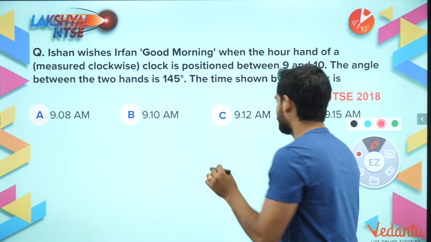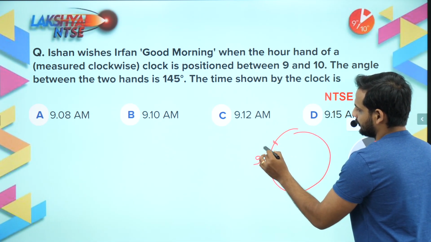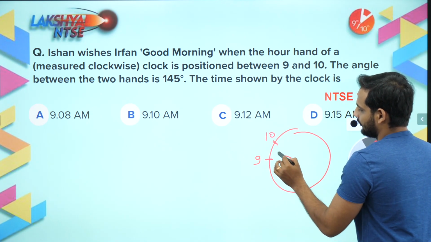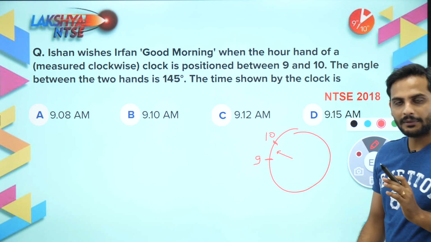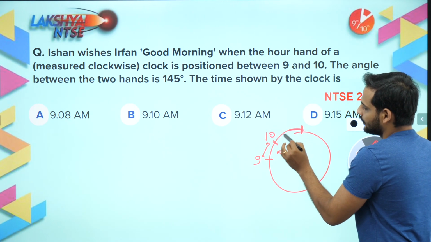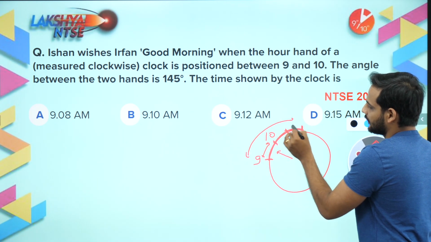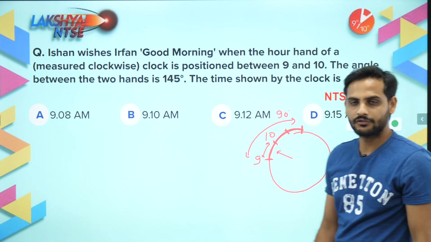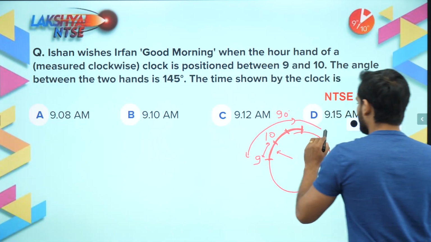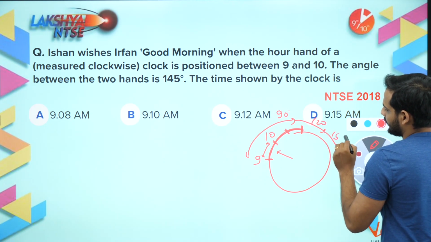Now see, understand. The hour hand, bachcho, is between 9 and 10. Somewhere here. Okay. Now, bachcho, you know that every gap here is 30 degrees. So from 9 to 12, the total gap is what? 30 plus 30 plus 30. This is a total of 90 degrees. Okay. That means from here, if I move one more part ahead, 120. If I move one more part ahead, it will be 150.